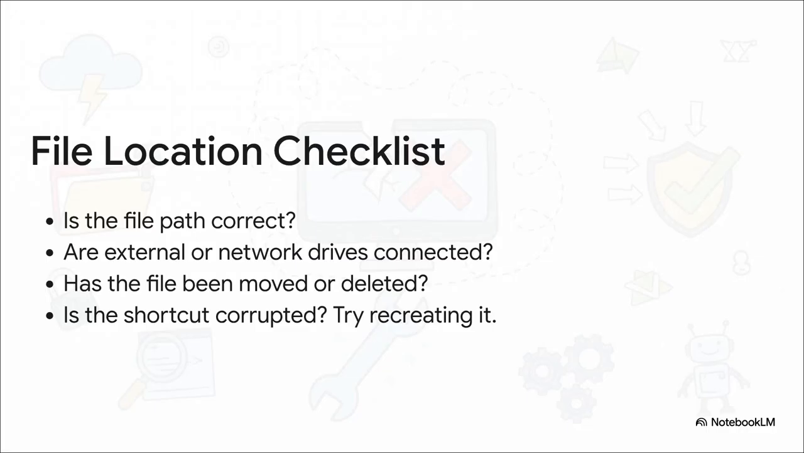So let's run down a quick checklist here. If the file is supposed to be on a network drive or a USB stick, is that drive actually connected? Double check that. Try to go directly to the folder where the file should be and see if it's there. And hey, if you're clicking on a shortcut, like an icon on your desktop, that shortcut itself might be broken. The easiest fix for that? Just delete the old one and make a new one.